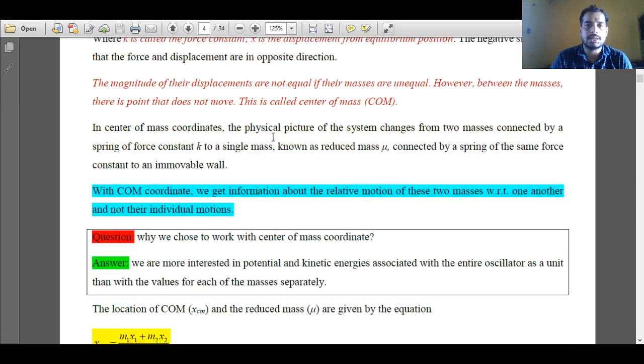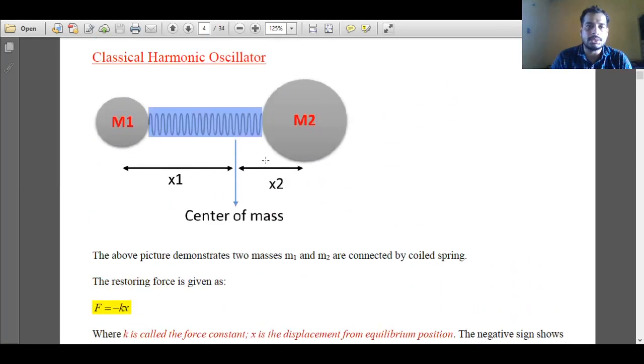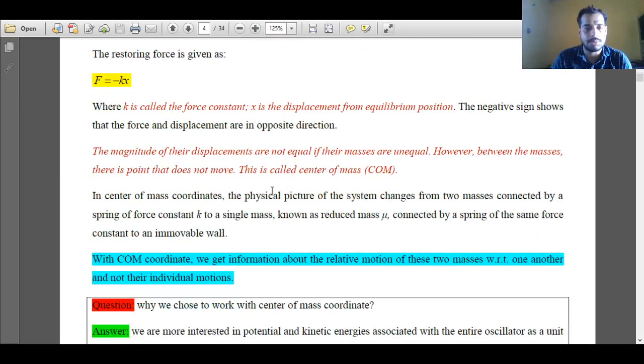In the center of mass coordinate, the physical picture of the system changes from two masses connected. So this is a two body problem, and we'll replace the two body problem with a single body problem. By doing that, we get rid of extra variables. What are the variables? m1 and m2 are constants, but for different bodies they will vary, and x1 and x2 are other variables. So to reduce the variables, the center of mass coordinate is generally used in a physical problem. The picture changes from two masses connected by a spring of force constant k to a single mass.